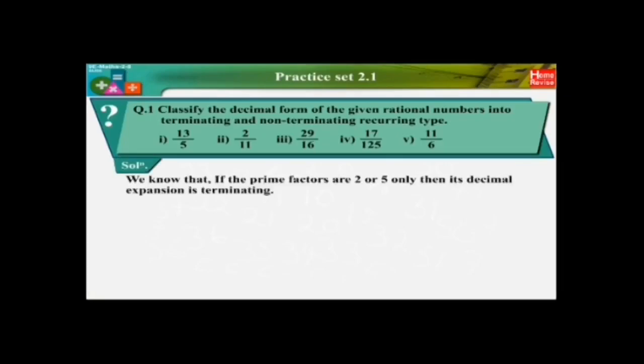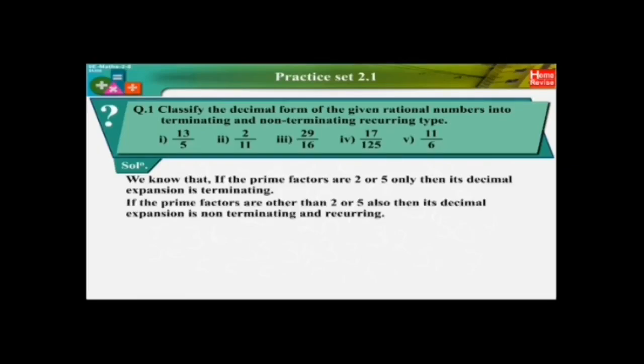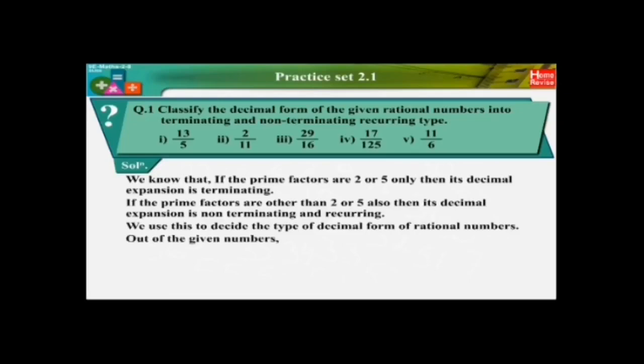Now let's practice some questions. Classify the decimal form of the given rational numbers into terminating and non-terminating recurring type. 1. It is 13 upon 5. So here we have to classify them as terminating and non-terminating. We know that if the prime factors are 2 or 5 only, then its decimal expansion is terminating. If the prime factors are other than 2 or 5 also, then its decimal expansion is non-terminating recurring. We use this to decide the type of decimal form of rational numbers.